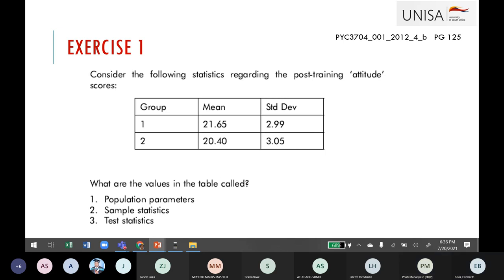I would say number one. Why number one? Because those are part of the population. But I know it's number one. If we are doing hypothesis testing, will you call those part of the population? I would say yes. Any other person? Okay, so these are not the populations.